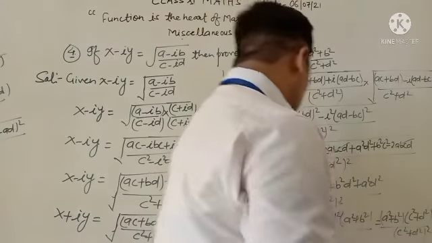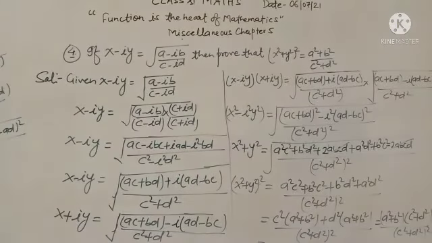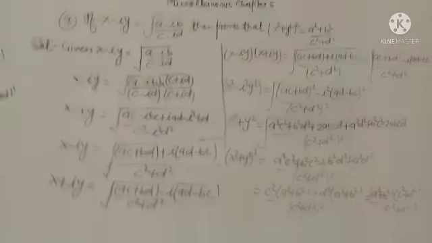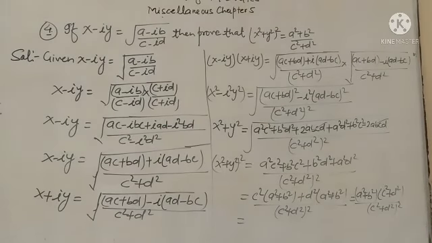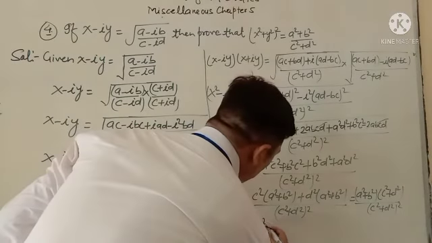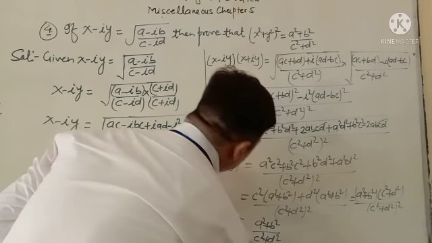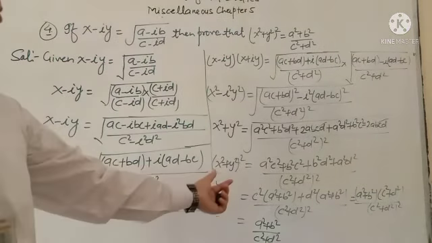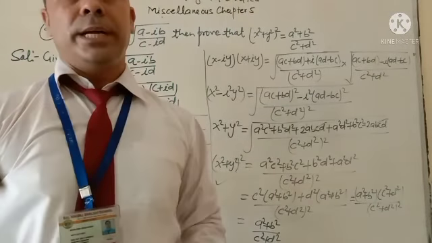This one is cancelled out, so the answer is equal to (a square plus b square) upon (c square plus d square). It is the value of (x square plus y square) whole square. This is how we prove that. Thank you.